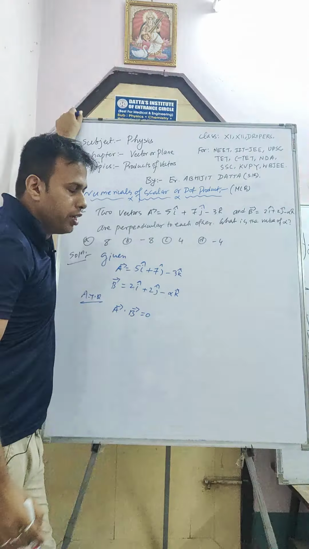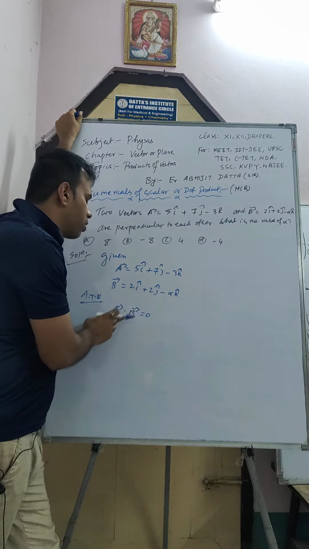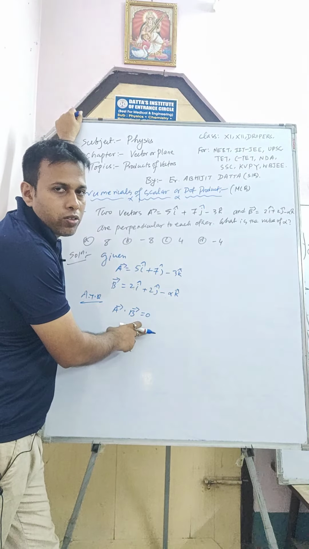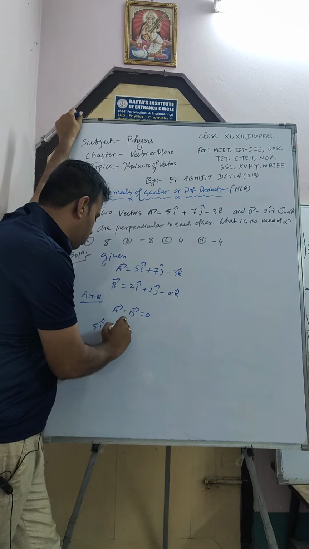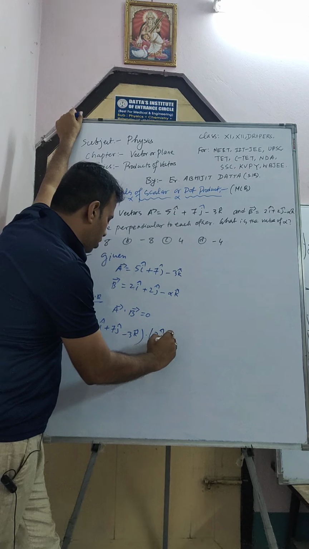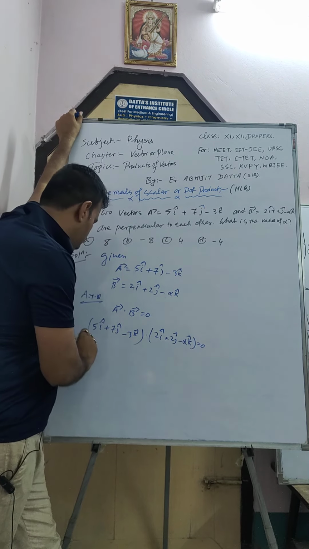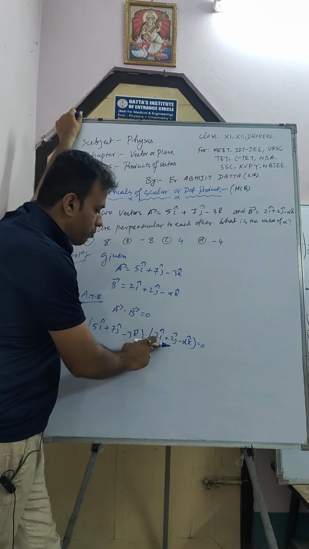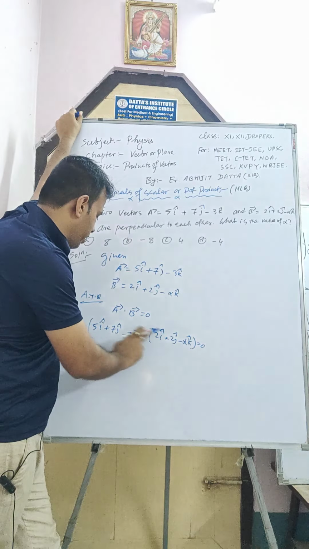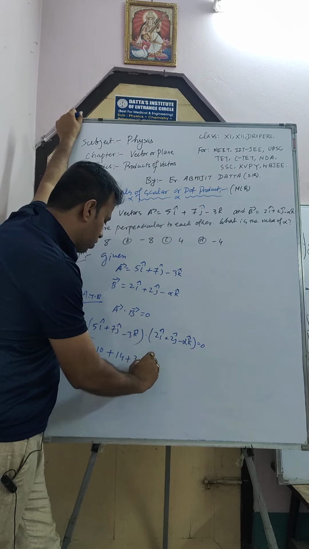We know that from the properties of scalar product, the dot product is 0 when the vectors are perpendicular. Now 5i plus 7j minus 3k dot 2i plus 2j minus alpha k equal to 0. So that is 10. If this multiply similarly, then it will be 10. Here it will be 14. Here it will be plus 3 alpha equal to 0.